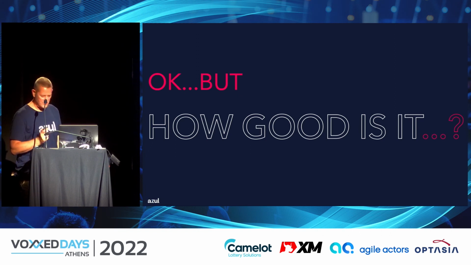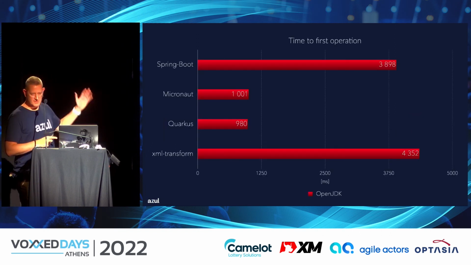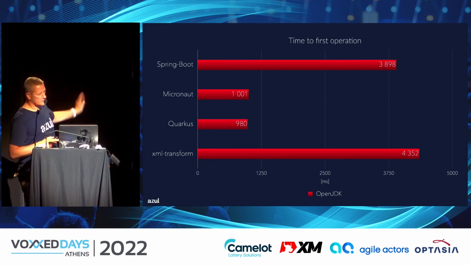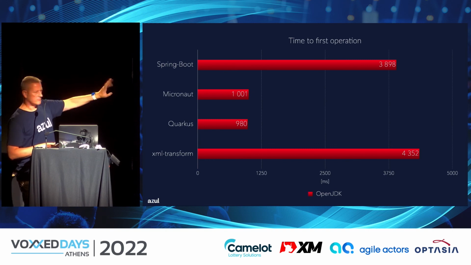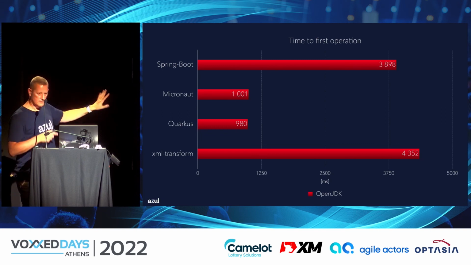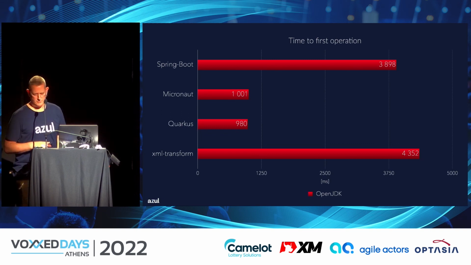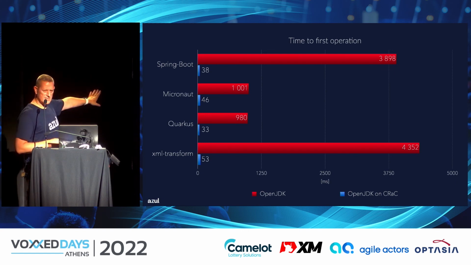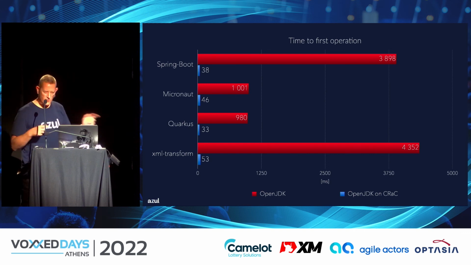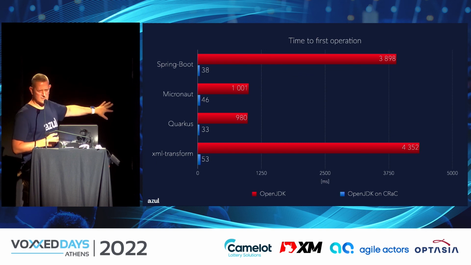So the question is, how good is it really? Well, of course, we did tests with other frameworks like Spring Boot, Micronaut, Quarkus. We also did some XML transform. These are the time to first operation, in milliseconds. You see, Spring Boot around 3.9 milliseconds, Micronaut 1 second, Quarkus 980, and the other one 4.3 seconds. Using CRaC, it was this. And that's pretty fast, I guess. And it's interesting that even Quarkus had 980 milliseconds and the XML transform was 4.3 seconds. Suddenly they are more or less in the same range now.